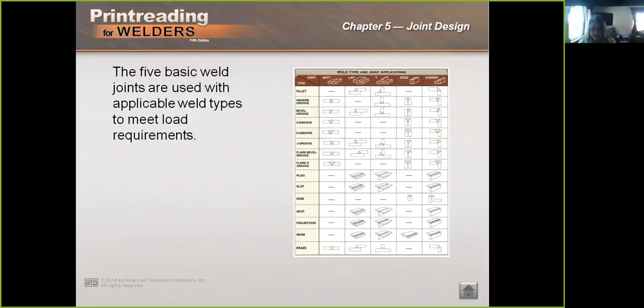We want to reduce excess heat. Reducing excess heat applied to the weld area during the welding process minimizes molecular changes of the base metal and the filler metal. And those molecular changes can impact the strength.